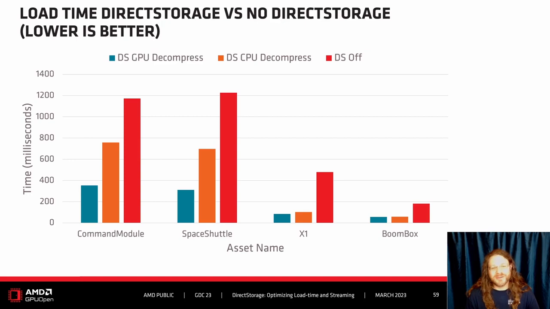So how long did it take to load these resources when we were using DirectStorage or not using DirectStorage? In these charts, lower is better, and the y-axis is time in milliseconds. We can see that DirectStorage, which is represented by the teal color, using GPU decompression, was able to load these 2.7 GB textures in just under 400 milliseconds. And when we use the CPU, it was just under 800 milliseconds. And when we didn't use DirectStorage at all, and we used the original PNG and JPEG assets, it was over a second. So we can see there's quite a benefit to using DirectStorage along with GPU decompression.